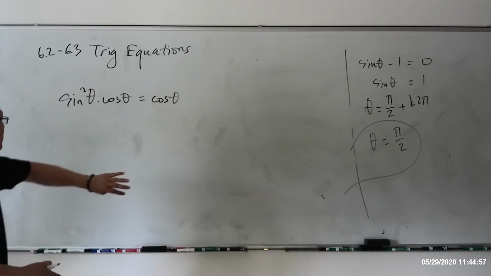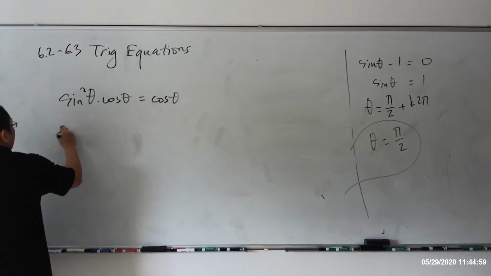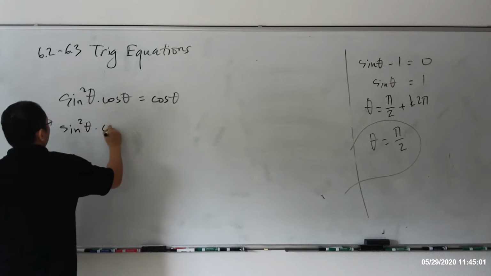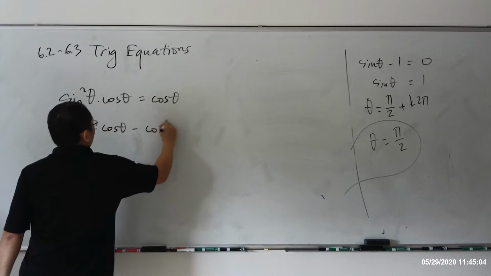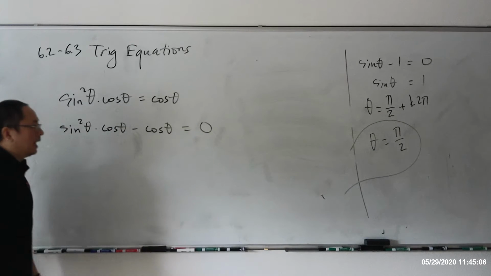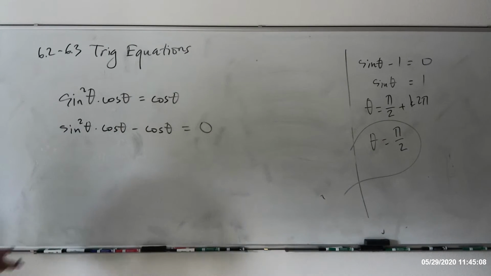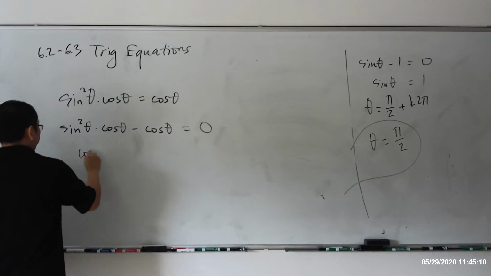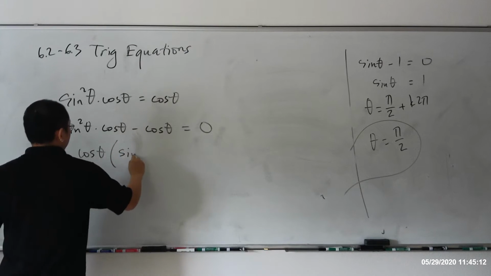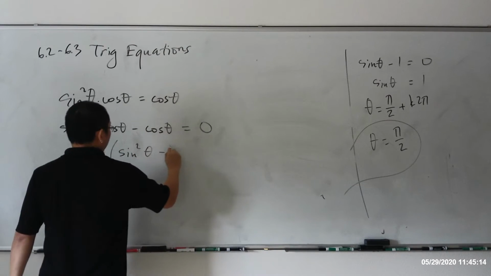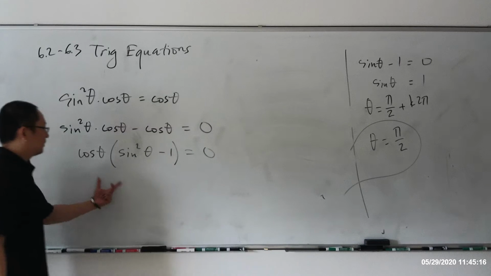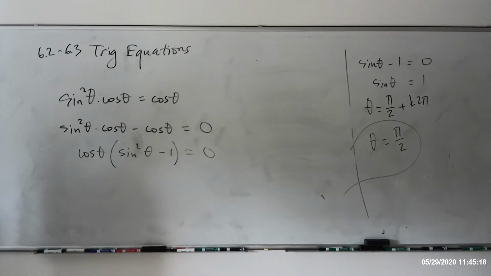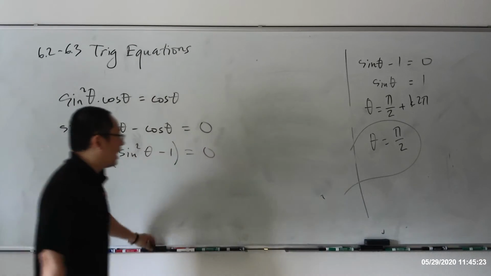So what I would do is bring everything to one side. Sine squared theta times cosine theta minus cosine theta equal to 0. See, I did not divide anything. Now I'm going to factor out cosine theta. I got what? Sine squared theta minus 1 equal to 0. Okay, now I brought it to two factors equal to 0. I can solve it.